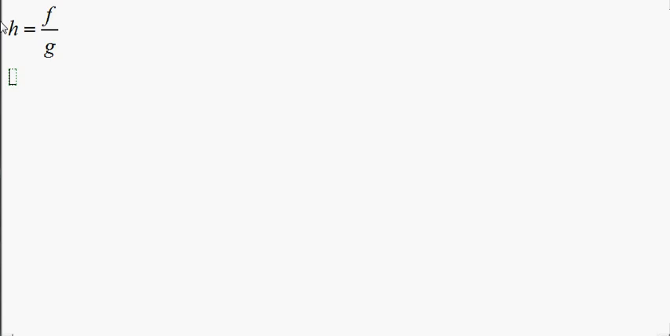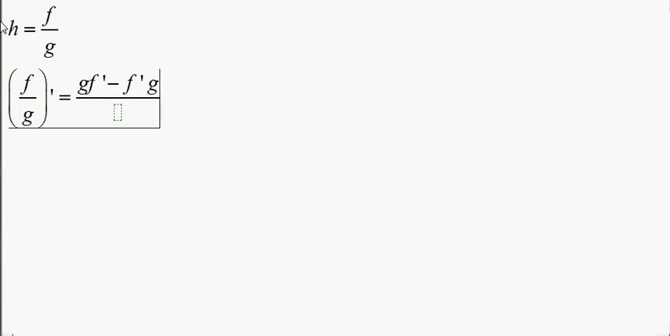Going through the proof, which I'm not going to do here, what comes out of the proof says that you need to do the following. So f over g prime equals, it's going to be g f prime minus f g prime over g squared. And that's basically it. That's the rule.